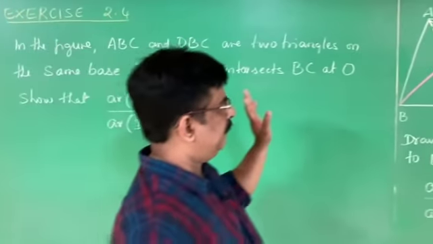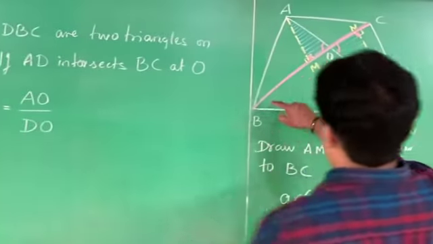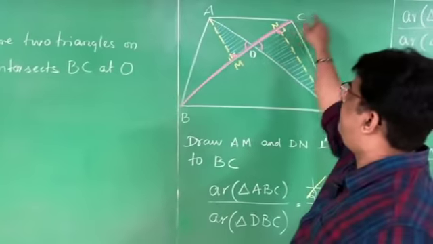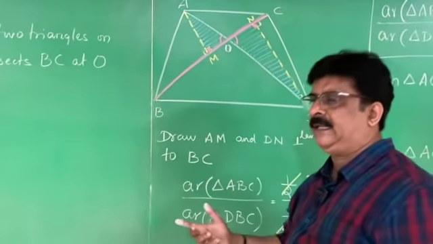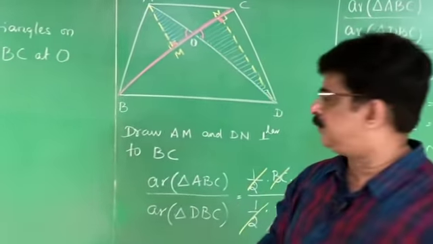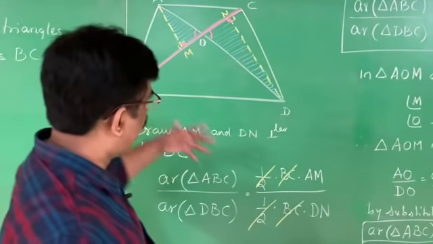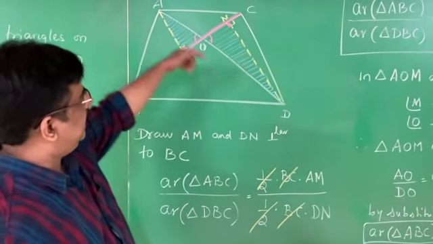The diagram is given. In the diagram, he is telling that there are 2 triangles on the same base. We all know that to find the area of a triangle, we require altitudes. Therefore, I draw altitudes, that is AM and DN.